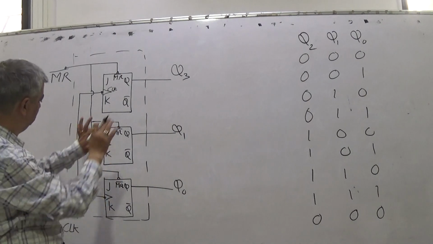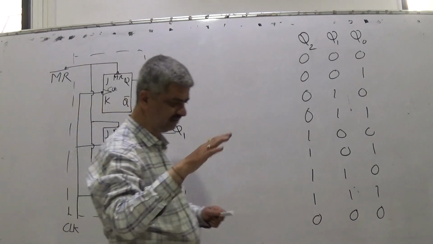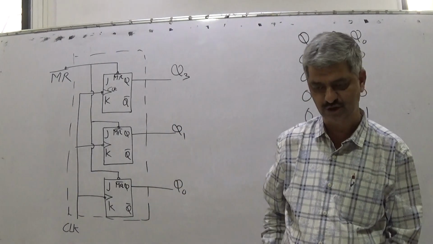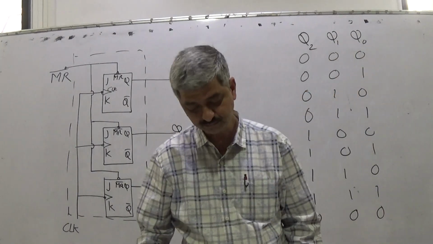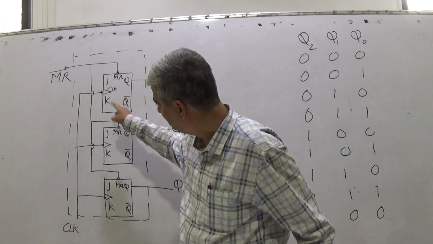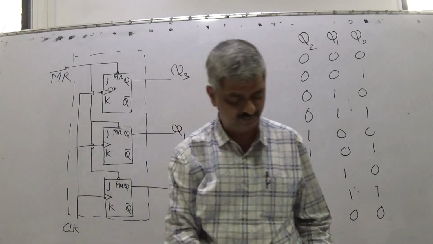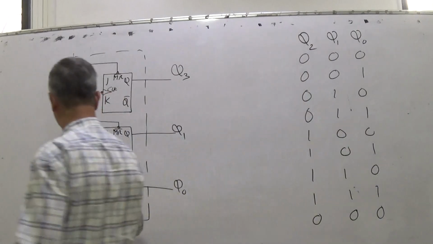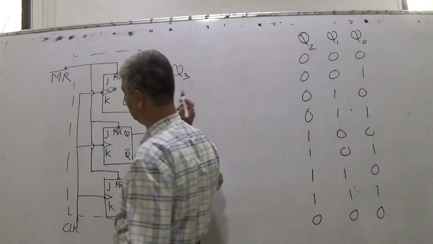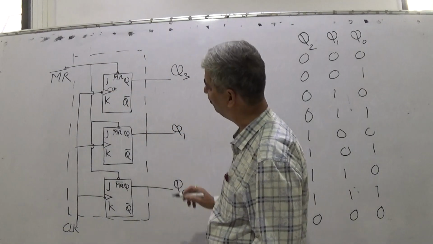So this is fixed structure. Master reset of all is brought out. Then each flip-flop's clock is made common, which is coming out as common clock, which we have to supply. Individual outputs are brought out and they are named as Q2, Q1, Q0.